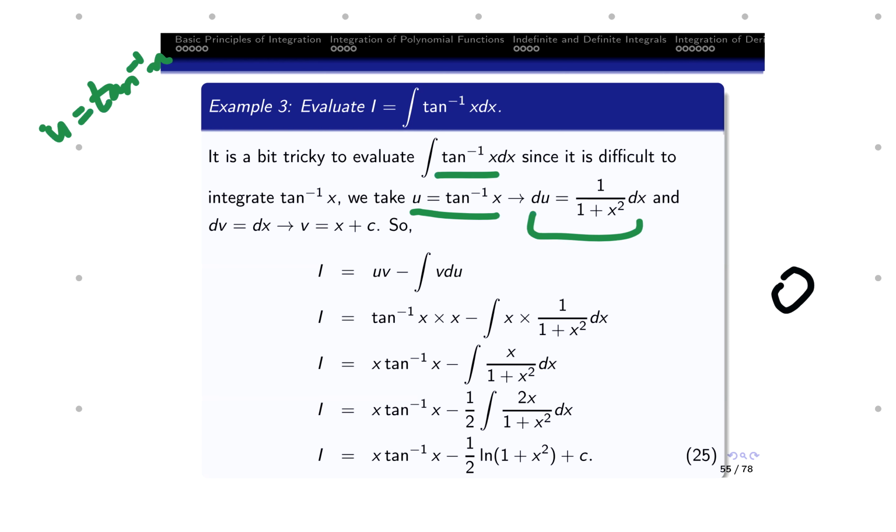So you have tan u equals tan of arctan of x. This cancels out. So you have tan u equals x. All right.